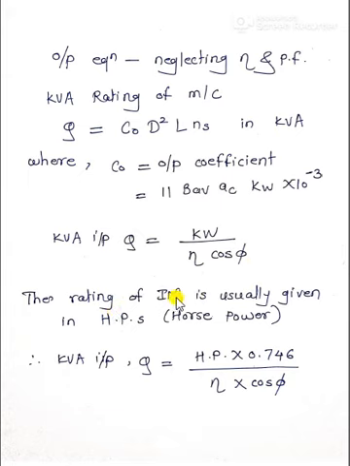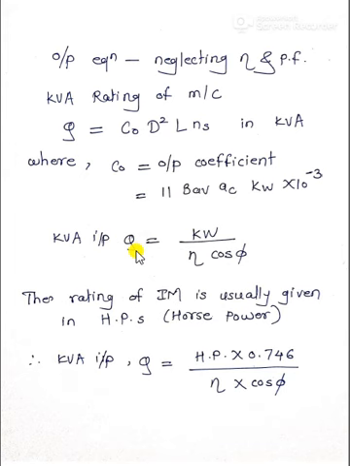Then rating of induction machine is usually given in horsepower, so the kVA input capital Q is calculated as HP, that is horsepower, into 0.746. This is a multiplying factor which we are using for conversion from HP to kilowatt power. Rest terms are same, efficiency into cos phi. As here we are neglecting efficiency and power factor, we are getting this as an input equation.